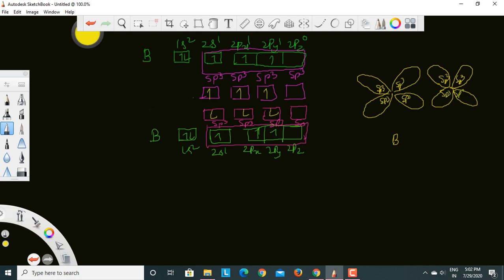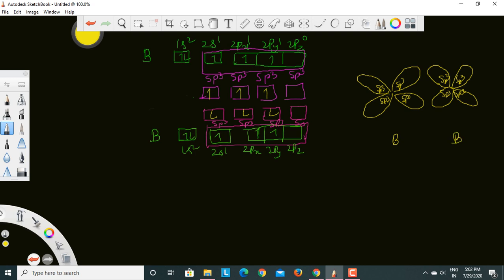Don't go by the shape. sp3 hybrid orbitals means there should be a tetrahedral shape like that, but don't go by that shape. We are seeing the hybridization. So we can view it in a different way. It looks different. Suppose it is tetrahedral. You are seeing it from another view. It may look like this also. So this is boron, sp3 hybridization.